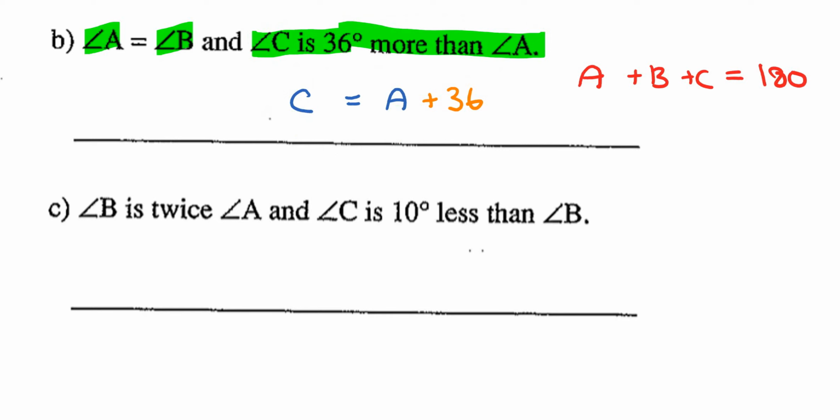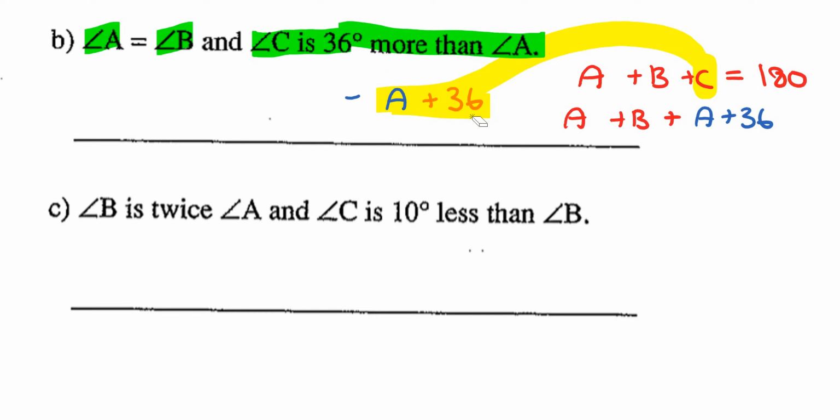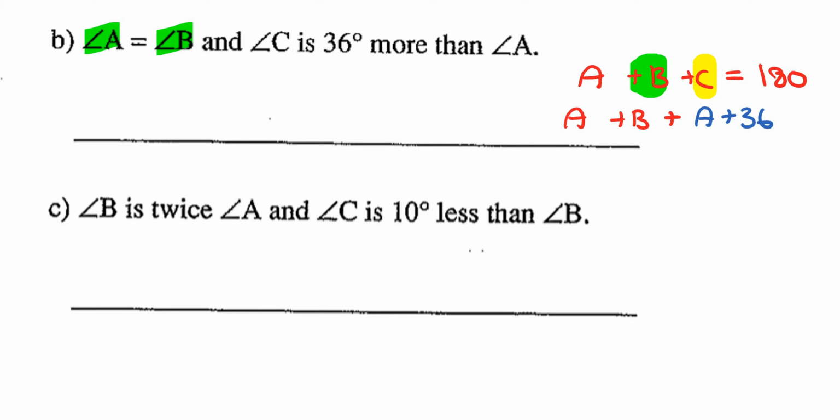Okay, so how do I use this line right here to further help me in the problem? Well, here's my angle C over here in my equation. I'm going to replace angle C now with this expression right here. So this is going to be A plus B plus A plus 36, because I know angle C is equal to A plus 36 degrees. Okay, let's move this over now. And now let's take a look at this angle B here. Let me erase this. We know that angle B is equal to angle A.